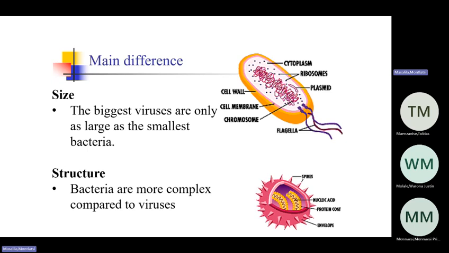Bacteria are more complex as compared to viruses. Structure and complexity influence certain things like reproduction, feeding, and the independence of a cell. To show you that bacteria are more complex, they are independent of themselves. They are autonomous. Bacterial cells can survive on their own.